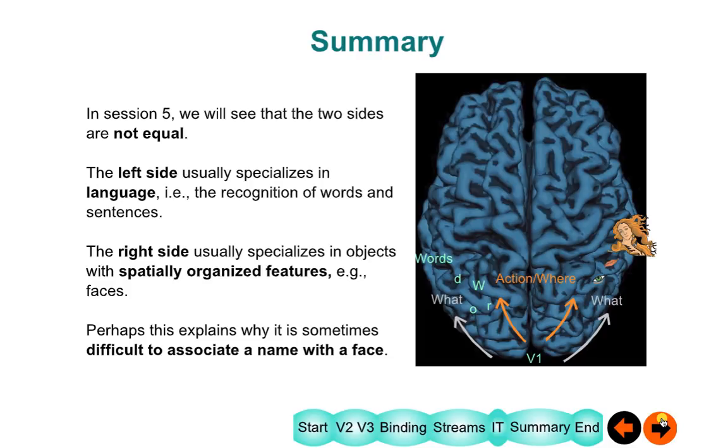So in lesson 5, we'll see that these two sides aren't equal in their properties. The left side represents mostly things like language, recognition of words and sentences. We'll discover that there's an area similar to the fusiform face area, but one for recognizing words. It's in the same place as the fusiform face area, but it's been taken over by the recognition of letters and words.